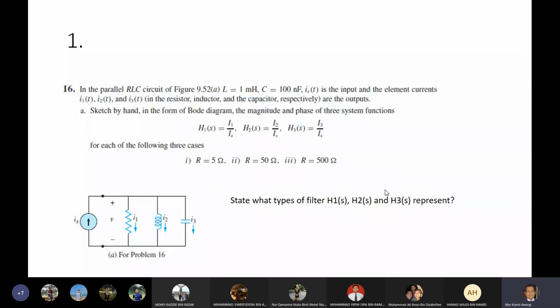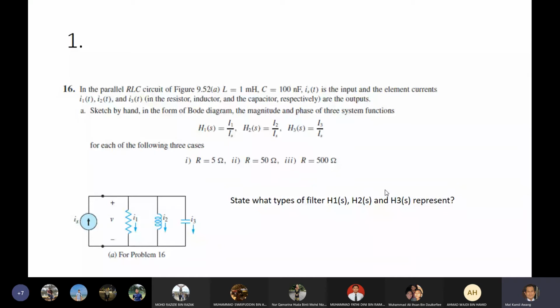So in this question, in the parallel RLC circuit, this is question number 16 in the textbook. You are given L equal to 1 millihenry, C equal to 100 nanofarads. You are given IS as the input, and the element currents I1(t), I2(t), and I3(t) are measured across the resistor, inductor, and capacitor respectively as the output. So you need to sketch the frequency response in the form of a Bode diagram.